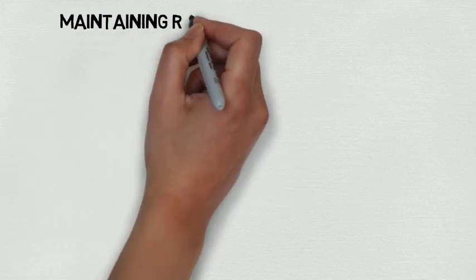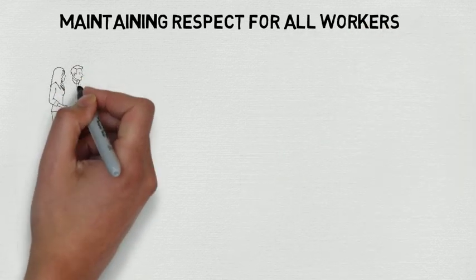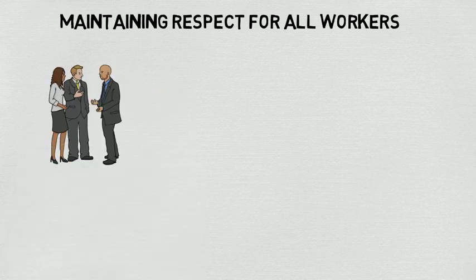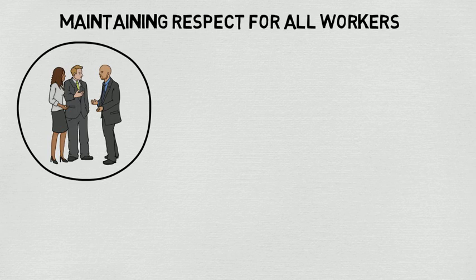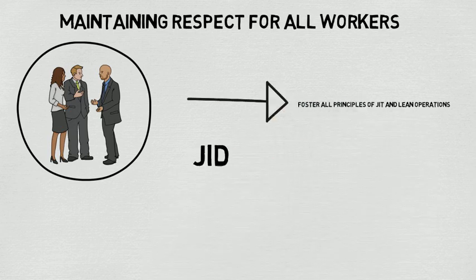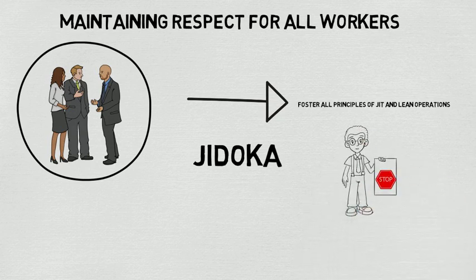Finally, the last principle of just-in-time and lean operations is maintaining respect for all workers. Keep in mind that employees are the key to maintaining the other four principles of just-in-time and lean operations. Thus, we need to empower and support our employees to foster all of the principles. We empower employees through Jidoka, or giving them the power to stop the assembly line. In this sense, all decisions are made from the bottom up to maintain adequate quality at the source.